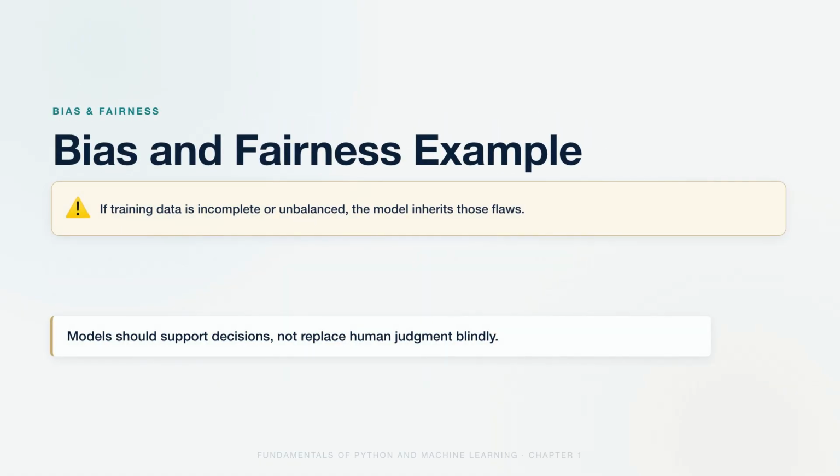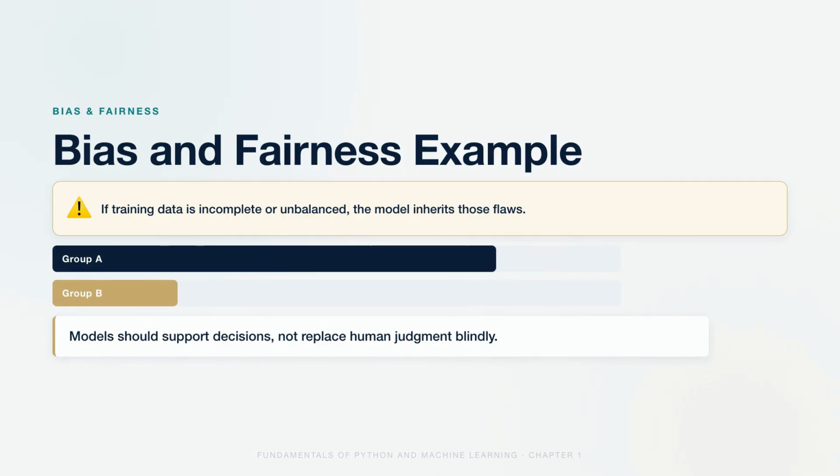Bias can happen when the training data is incomplete, unbalanced, or based on unfair historical patterns. For example, if a student success model is trained on incomplete data, it might produce predictions that do not fairly represent all students. That is why predictions should be used carefully. A model can support decision making, but it should not replace human judgment blindly. In education, the goal of prediction should be to provide support, not to label students unfairly.